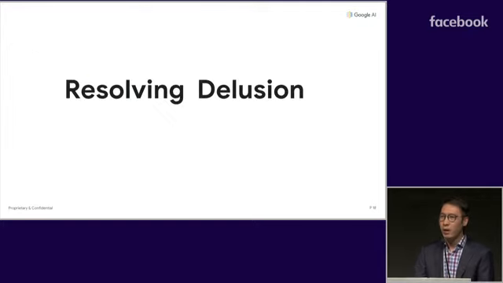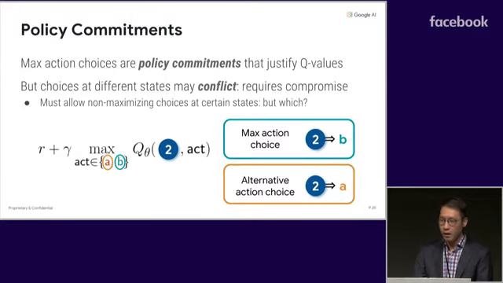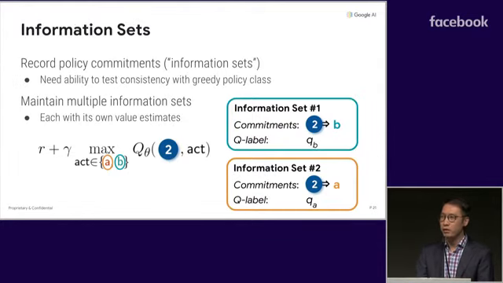So how do we prevent this from happening? Well, notice that whenever we make a max action choice to generate a Q label, we're implicitly making a policy commitment which justifies that Q label. But whenever we make a max action choice at one state, it may conflict with another max action choice at another state. Like in our example, where we cannot do A and B in states 1 and 2. So as a result, in some cases, we may need to compromise and select action choices to generate the Q labels, which are non-maximal. To do this, we need to do two things.